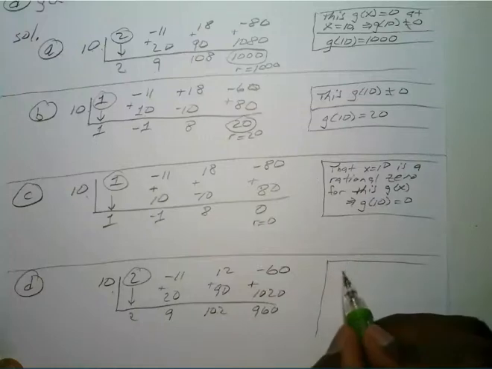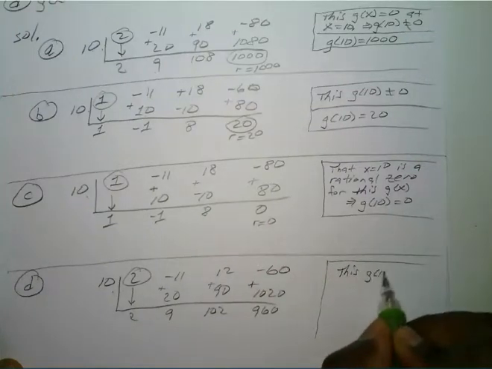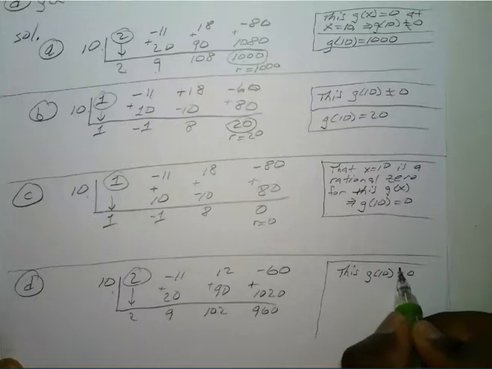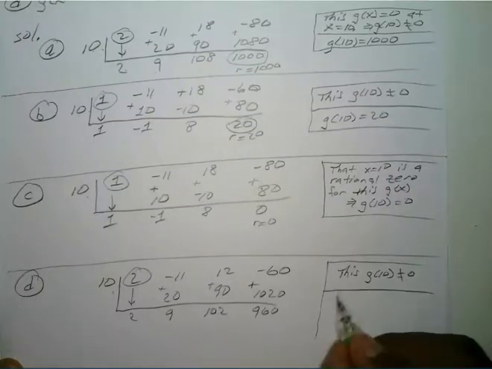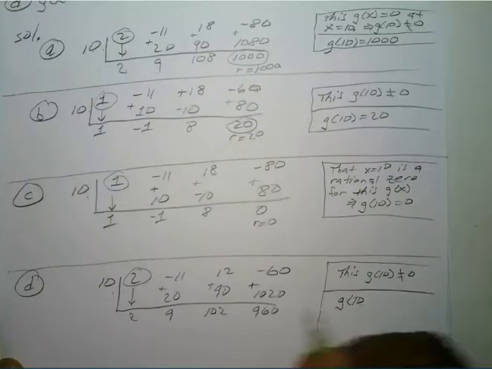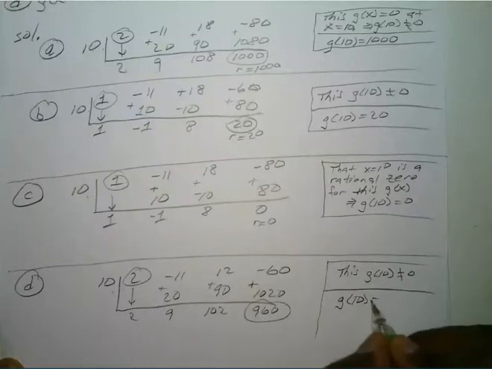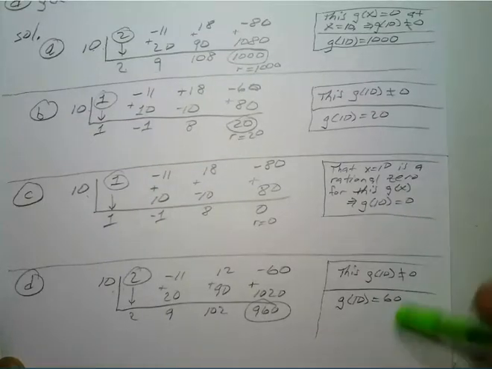This lets us know that for this one, g of 10 does not equal 0, but it also tells us that g of 10 is equal to 960.